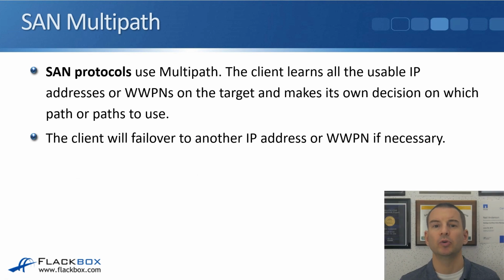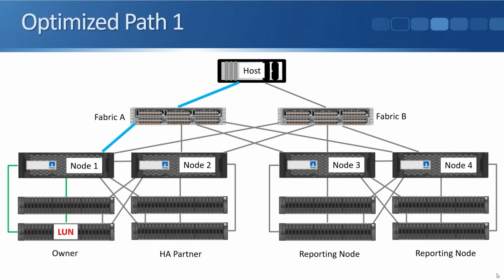Now, our SAN protocols use multipath. The SAN client learns all the usable IP addresses, or WWPNs if it's Fibre Channel, on the target, and the client can use that intelligence to make its own decision on which path or paths to use. And because the client knows all the available paths, it can fail over to another IP address or WWPN if the one, or more than one, that it's using goes down.